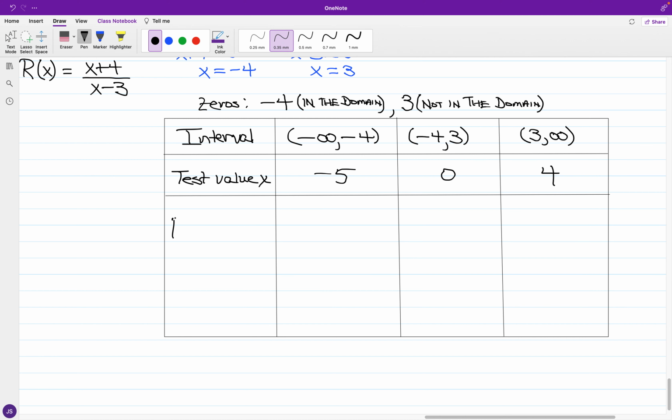Again, we have our function. Once again, we have r of x is equal to x plus 4 over x minus 3. So for r of negative 5, I plug in negative 5 for x. Negative 5 plus 4 is negative 1. Negative 5 minus 3 is negative 8. And a negative over a negative becomes a positive. So we have a positive 1/8.